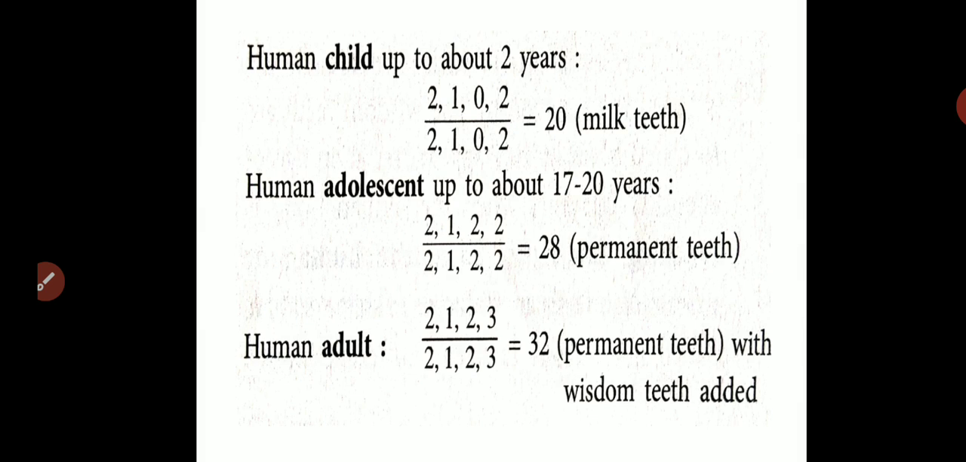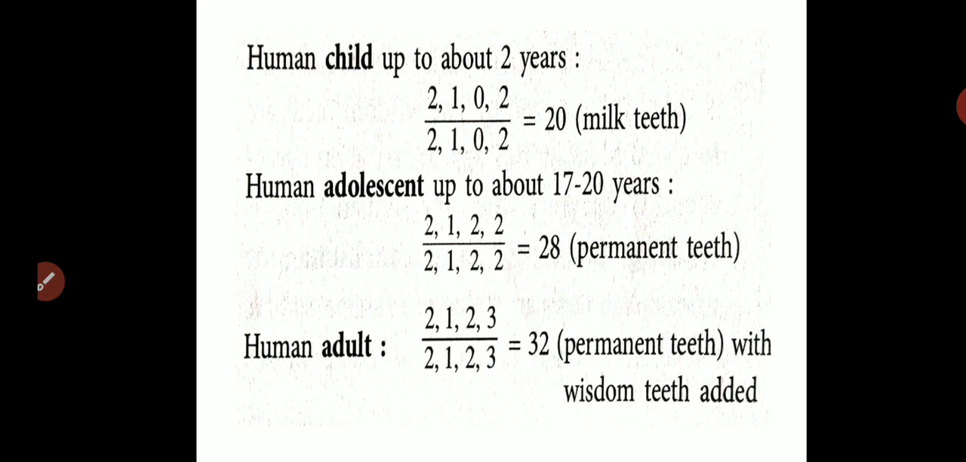Here you can see the dental formula shown. The dental formula for a human child is 2102. What is that? The first number stands for incisors, the second canines, then premolars and molars. So it has 2 incisors, 1 canine, no premolars and 2 molars.